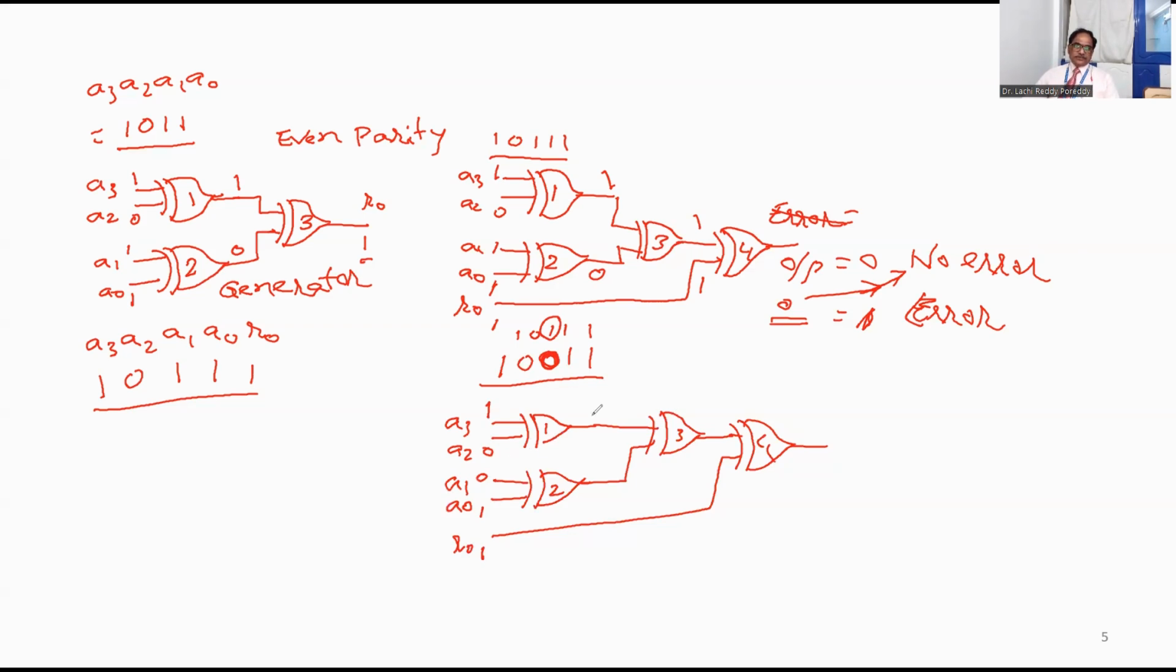Now if you see, the first XOR gate inputs are different, so output is 1. Second XOR gate inputs are different, output is 1. So this one is coming as input to the fourth XOR gate. Now the third XOR gate inputs are 1, 1, output will be 0. Fourth XOR gate inputs are 1 and 0, different, so output will be 1. So if the output is 1, there is an error.